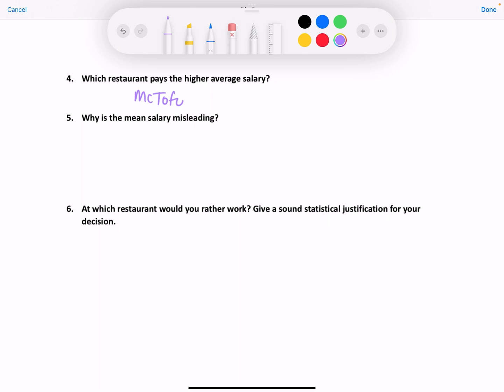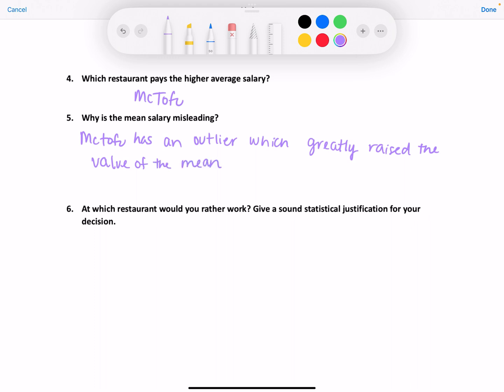So then we can follow that up with, why is the mean salary misleading? There's an outlier. Yep. There is an outlier which raised the value of the mean. So McTofu has an outlier which greatly raised the value of the mean.